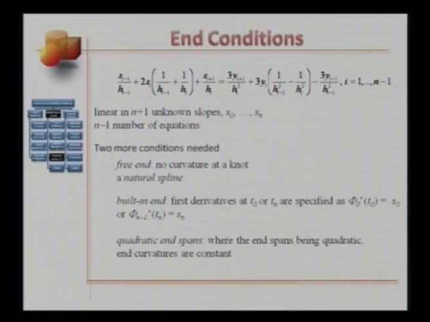Condition 3, quadratic end spans. Here, if the end spans are quadratic, the end curvatures are constant. So the two conditions that we need to solve the system of n minus 1 equations can be any two of these three conditions. Remember, for C2 composite Ferguson curves, we had specified the two end slopes as free choices. This is here a more general set of end conditions.